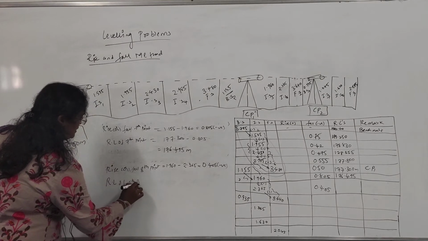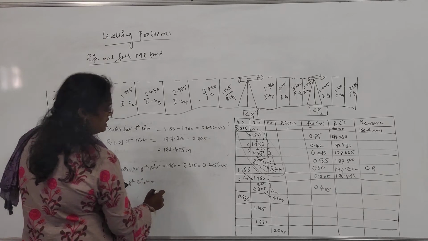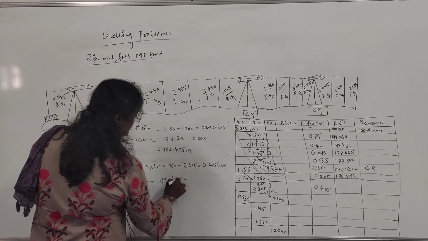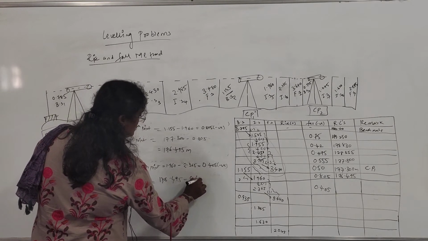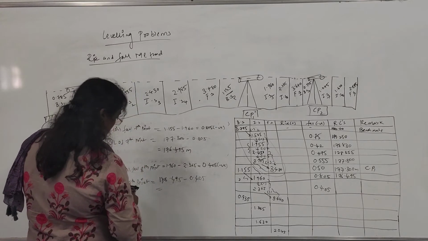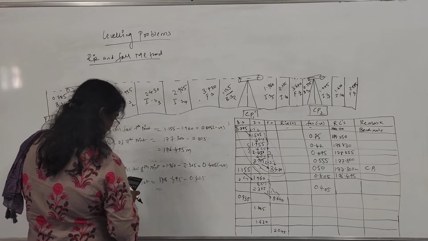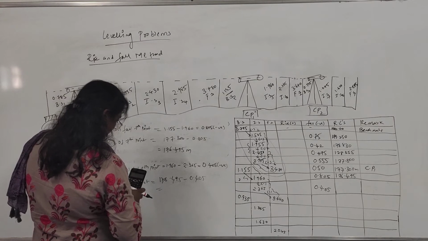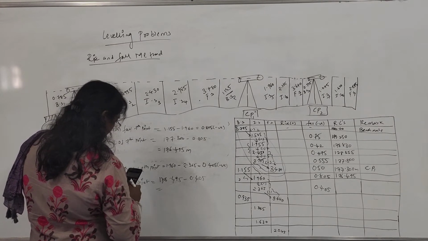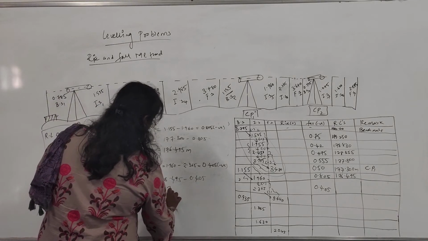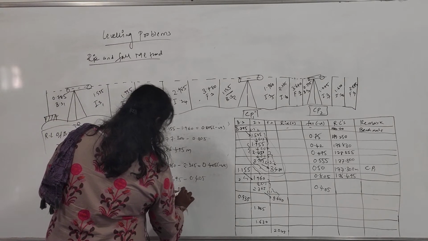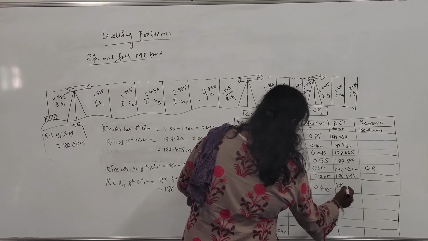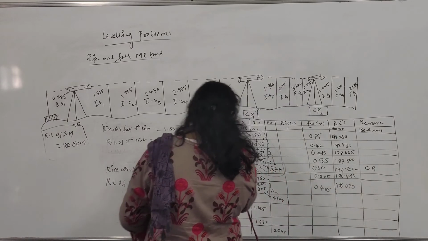Next, RL of the 8th point is how much? 176.495 minus 0.405. So what is the value here? 176.495 minus 0.405. So right here the value will be 176.090 meters. Right?